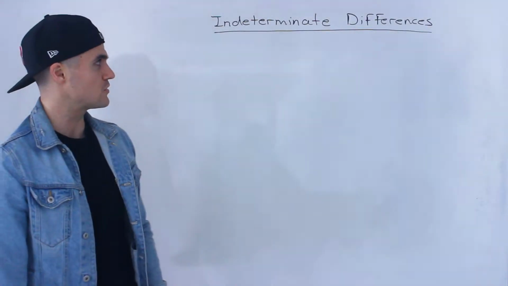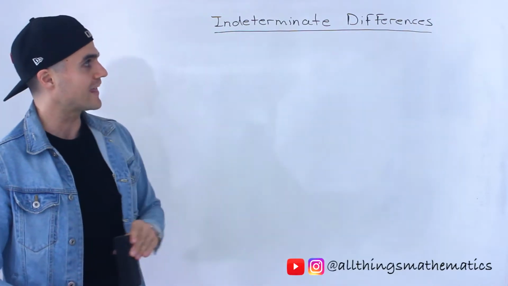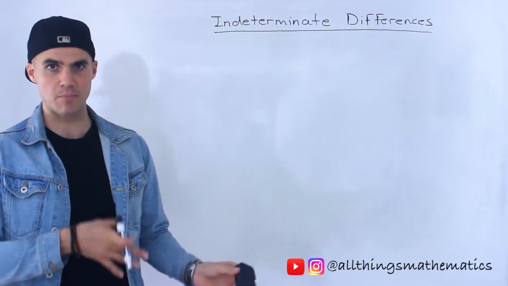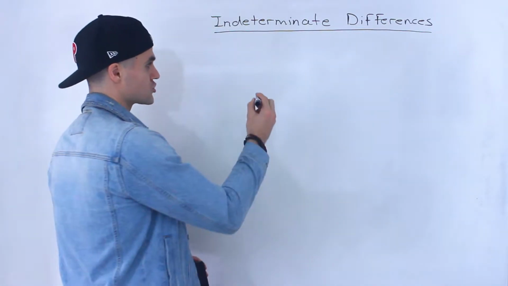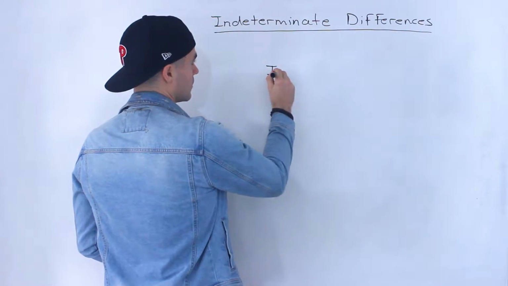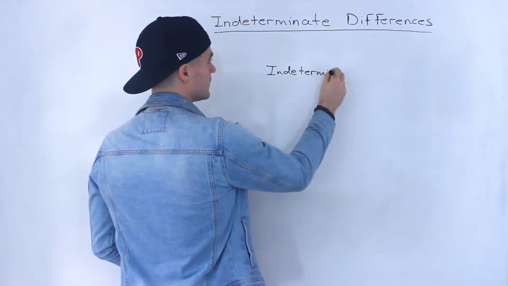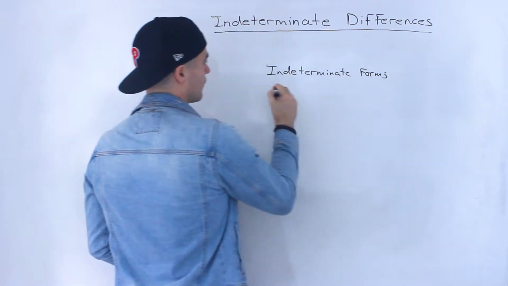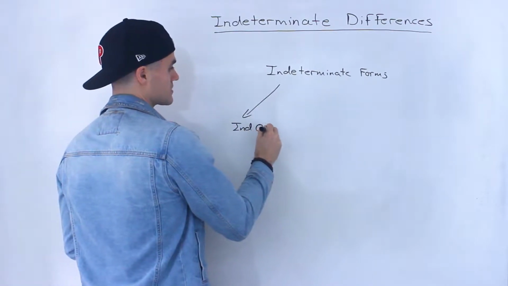Patrick here. Moving on to the next video, still dealing with L'Hopital's rule. We're now going to talk about indeterminate differences, which is just a different type of indeterminate form. So to do a quick review of what we've covered so far, we've been talking about indeterminate forms, and so far we covered indeterminate quotients.